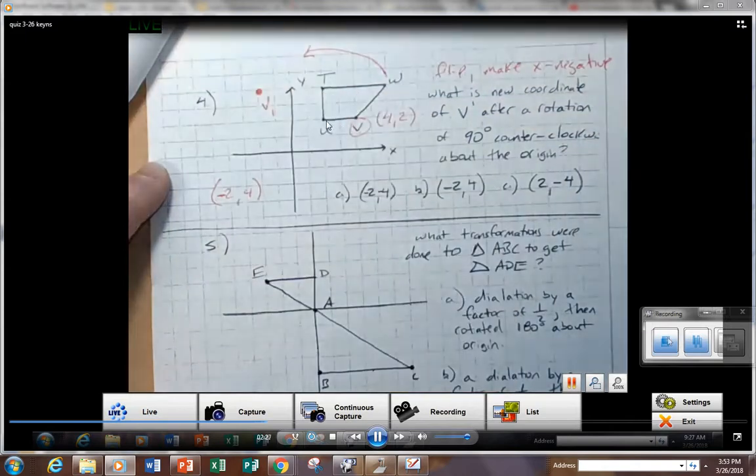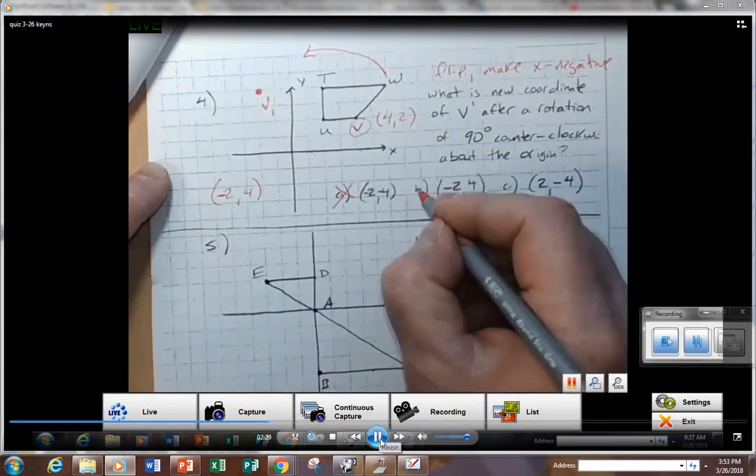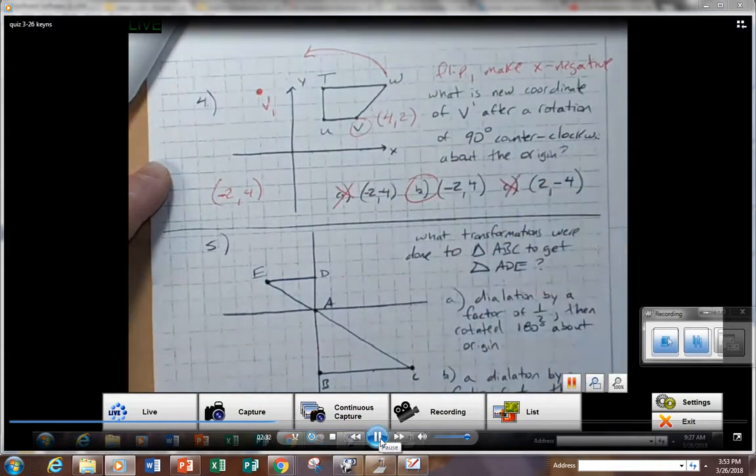All of these points will be negative flips. If I was to flip it 90 degrees clockwise, I would still flip it to get 2, 4, but the y would be negative. That would be 2, negative 4 if this was turned a quarter turn to the right. But a quarter turn to the left, flip it, negative 2, 4. This point, 2, 2 would be negative 2, 2. This point right here, 2, 4 would be negative 4, 2. So again, every point, quarter turn to the left, flip it, and make x negative.